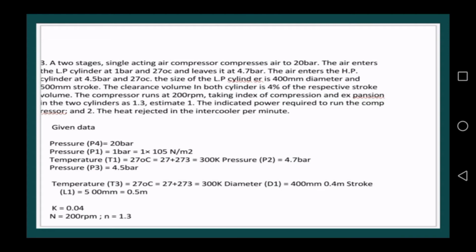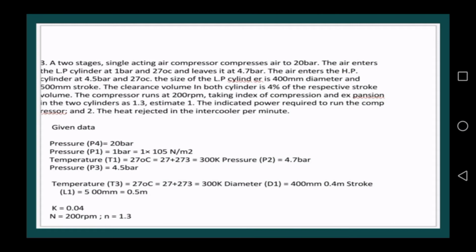Pressure P3 is equal to 4.5 bar. Temperature T3 is equal to 27 degrees Celsius, converting to Kelvin: 27 plus 273 is equal to 300 Kelvin. And diameter D1, 400 mm or 0.4 meter. Stroke L1 is equal to 500 mm or 0.5 meter.